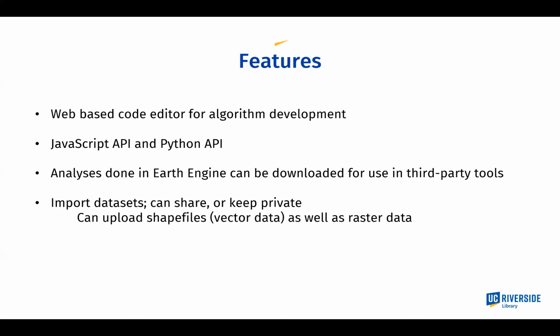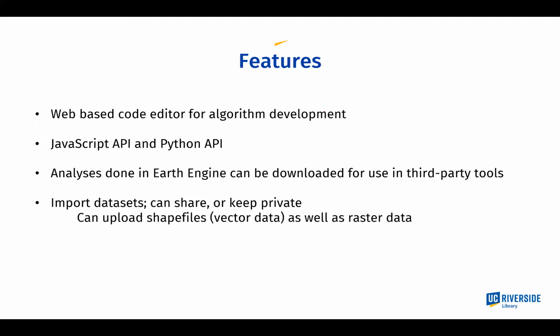So these are some of the things that Earth Engine has: a web-based code editor. You've got access to these APIs that you see on the screen. Any analysis that you do in Earth Engine can be downloaded, and then you can go ahead and use that information in some other tool, right? So Google Earth Engine might just be one stop in your research data flow, but it is possible to bring that data into other things after you're done with it in Earth Engine.